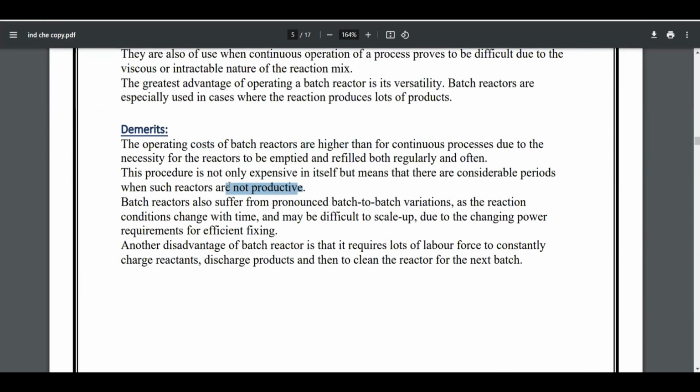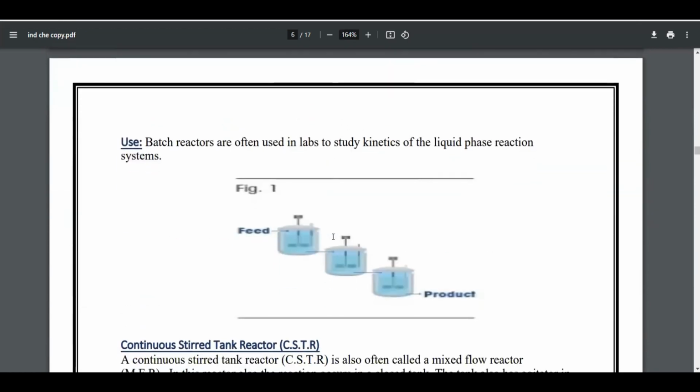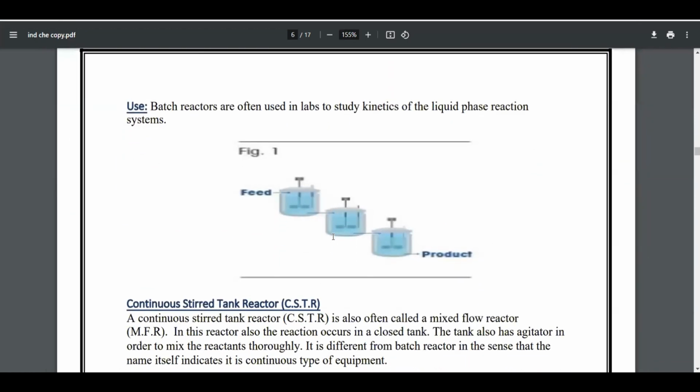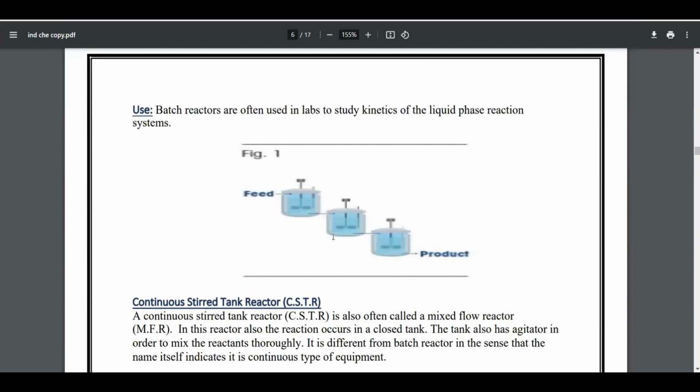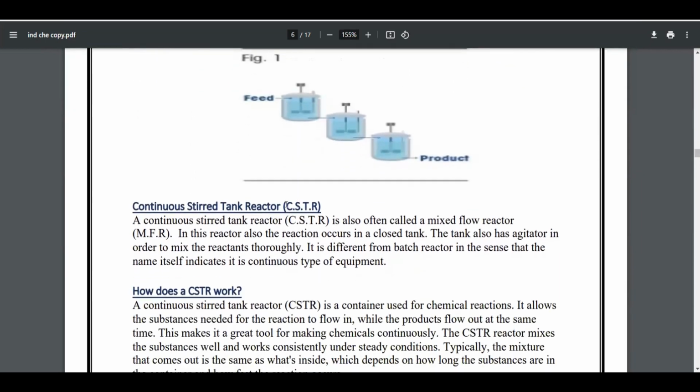Another disadvantage is that there is a lot of labor, as we have to empty the reactor and then refill it again, so it requires a lot of labor. So, talking about their use, batch reactors are basically used in labs to study the kinetics of liquid phase reaction systems. Now we have other types of enzyme reactors, which are continuous stirred tank reactors.